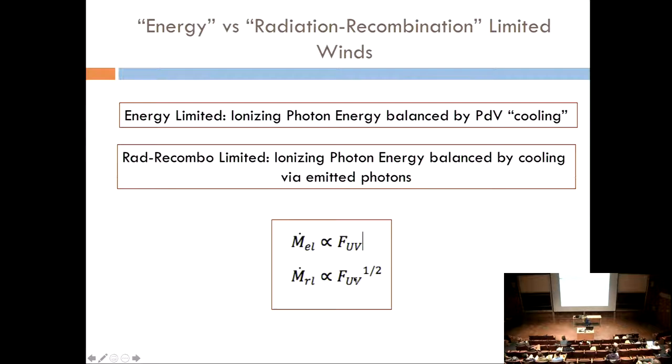Because again, some of that stellar photon energy is being lost to radiation. So where are we? Are we in the energy-limited case, or are we in the rad-recombo case? And this is a plot as a function of distance.